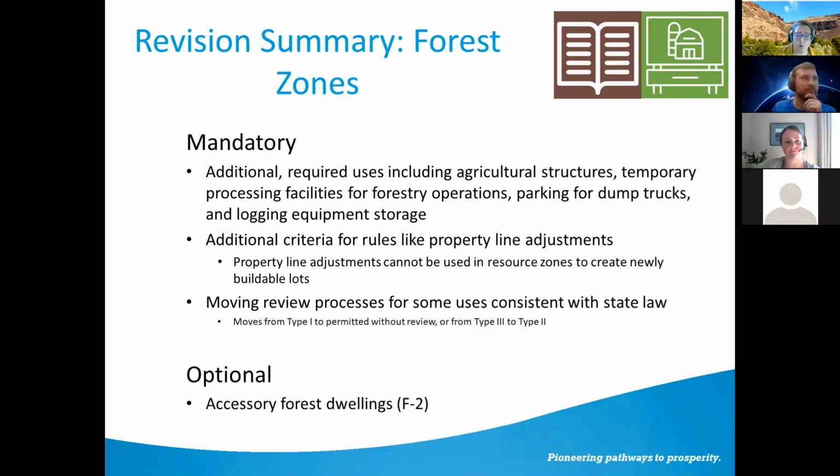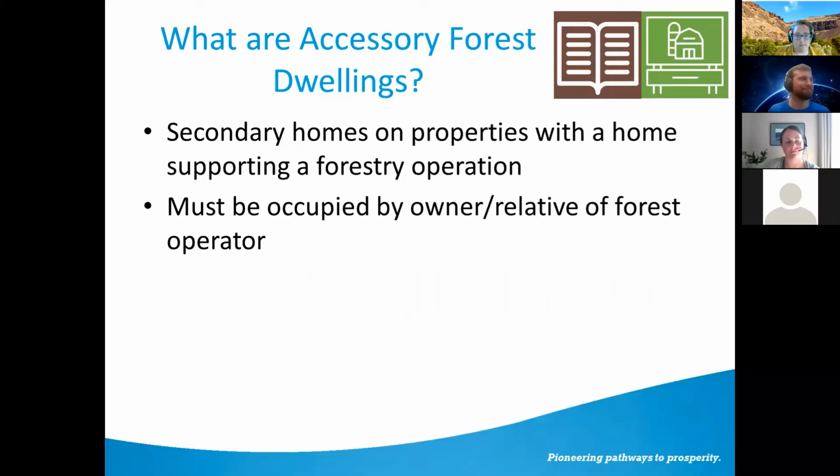And then, as I mentioned, there's only one optional use update for the F2 zone in particular, and that's a provision that would allow for accessory forest dwellings. And I'm going to go into a little bit of detail about what those are. So accessory forest dwellings are secondary homes, and they're specifically for properties that are actively engaging in commercial forestry. So the eligibility requirements really drive home this point. So it's not a more general accessory dwelling unit. It really is specifically for forestry activities and operations.